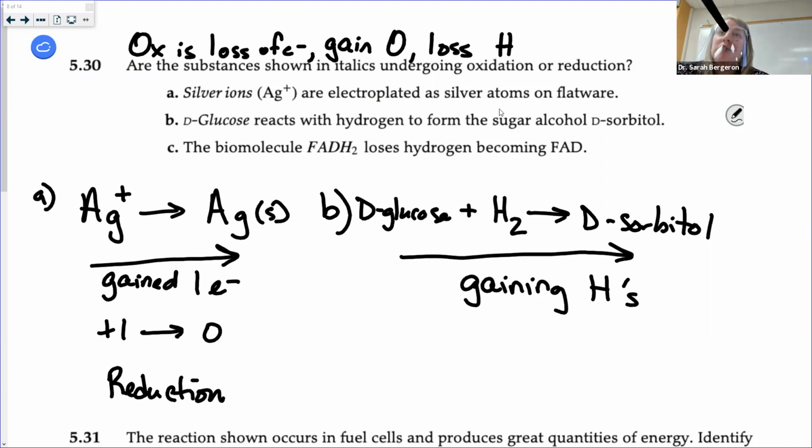Because what this reaction is showing me is I started with one substance, D-glucose, and I reacted that D-glucose with hydrogens, and I made a product. That means those hydrogens are incorporated into the product. So is this an oxidation reaction or a reduction? If you're gaining hydrogens, reduction.